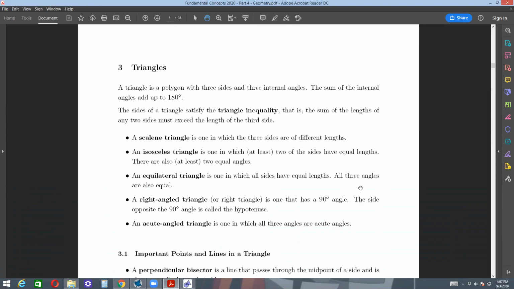Okay, so triangles, different types of triangles. A triangle can be scalene if the different sides and different angles are not equal. Isosceles if two angles are equal, equilateral if all three are equal, right angle if there's a 90-degree angle, and acute angle if all angles are less than 90 degrees.